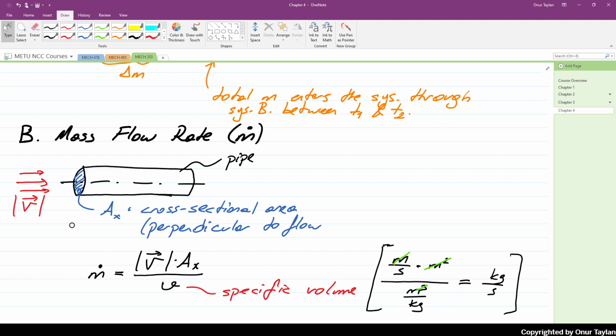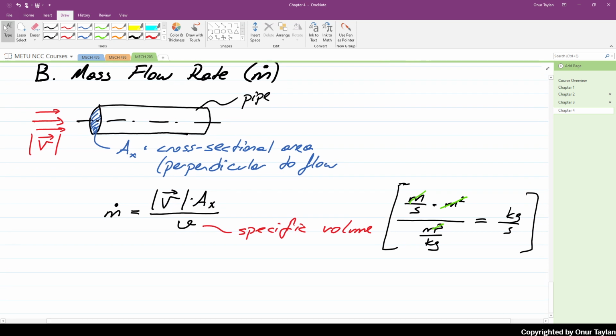But as I mentioned, in most cases the mass flow rate is not measured. If the speed is given to you, this is the equation you can use to calculate the mass flow rate. You need to know the cross-sectional area, which is perpendicular to the flow, and you need to know the specific volume or density of the fluid. Remember that the reciprocal of density is specific volume. Sometimes you know density, sometimes you know specific volume. In our thermodynamic tables, in the appendix of your textbook, the specific volumes are tabulated.